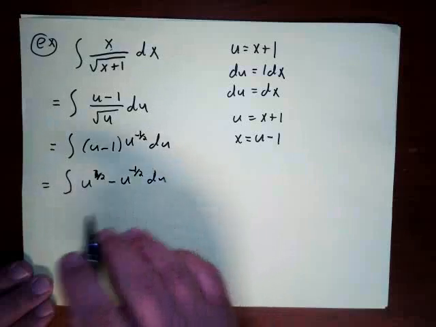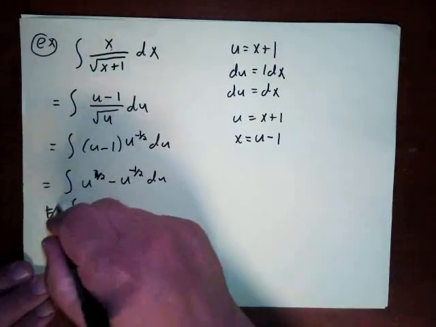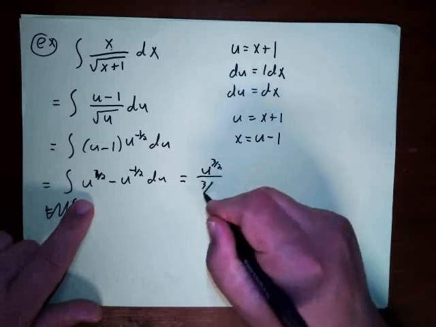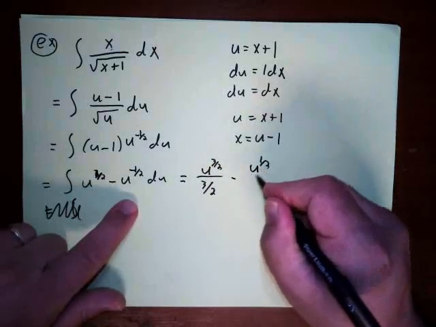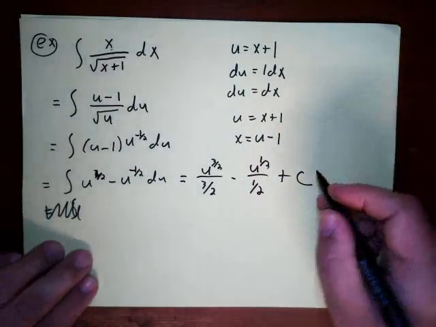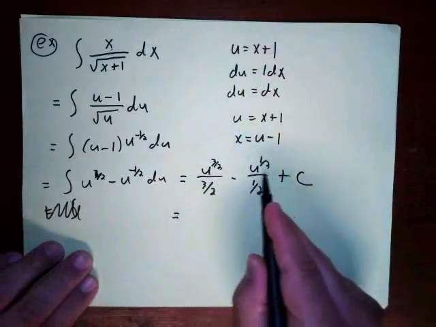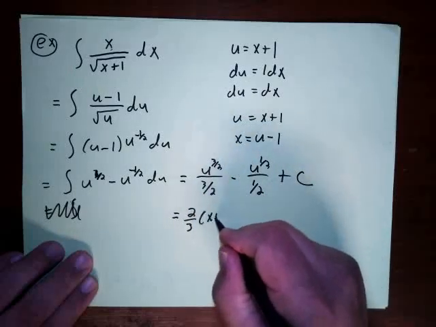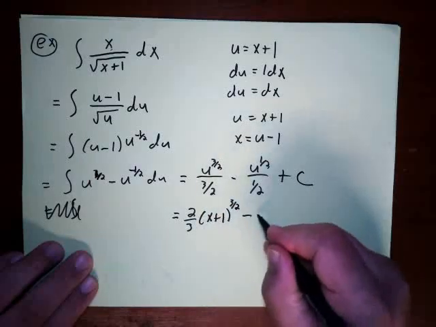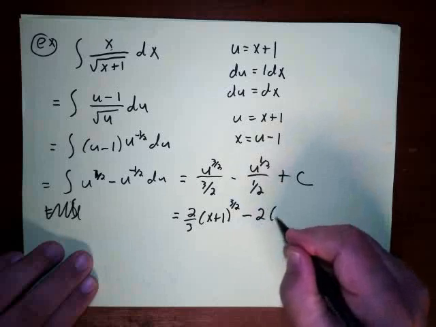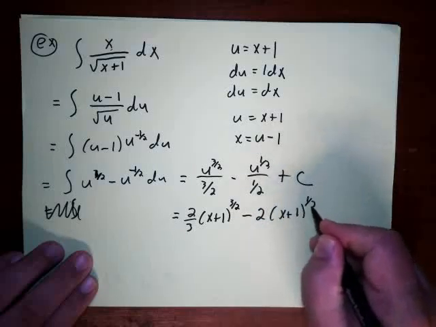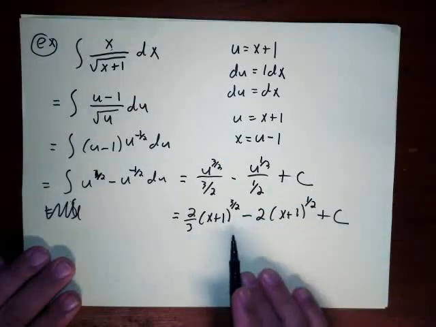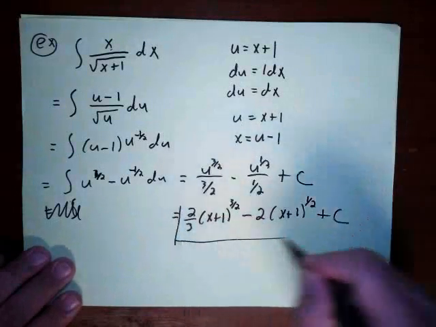And now what I can do is integrate those. I'll just do it over here. So this would be u to the 3/2 over 3/2 minus u to the 1/2 over 1/2 plus c. And now in this final step, I'm going to put the u back in here, and then I'll also invert and multiply the denominators. And there we go. We have our antiderivative. This is the integral.